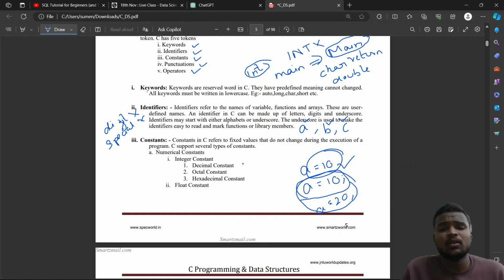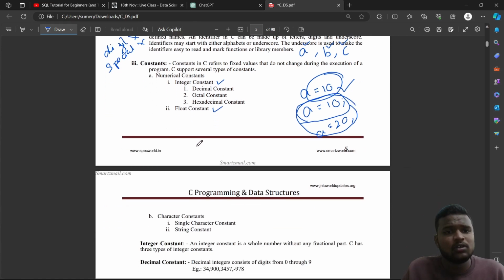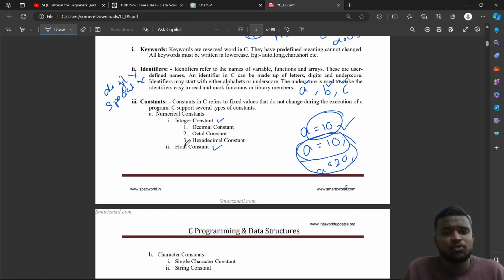We have predefined kinds of numerical constants. We have the integer constant and the float constant. C programming does not support complex numbers, so that's something you need to remember: C does not support any complex numbers. So we have only two, which are the integer constant and the float constant.